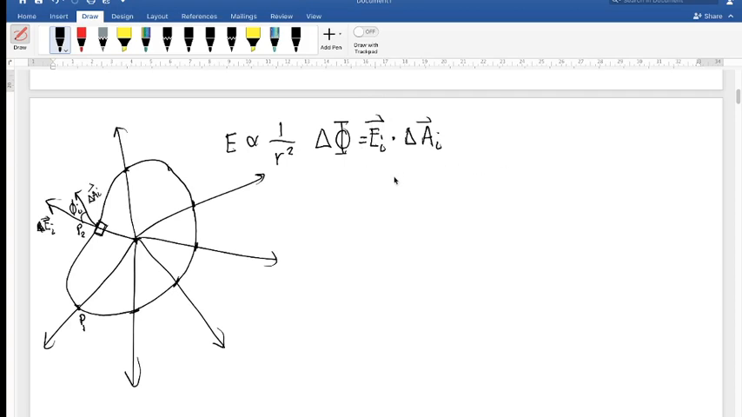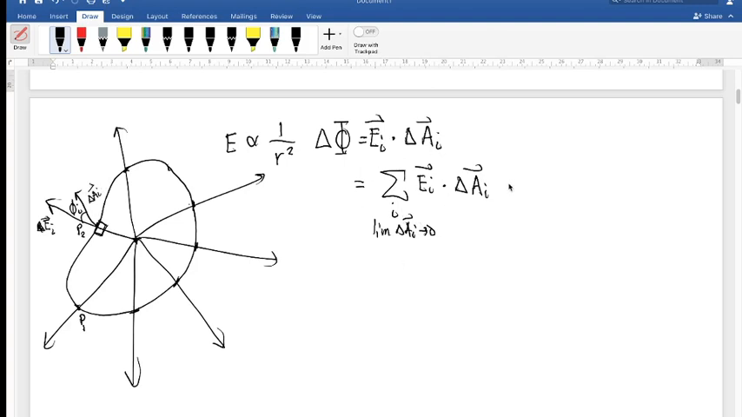Then we have to take the summation of all the contributions of the electric flux. So we add them all here. We have E_i dot delta A_i. Then we take the limit as delta A_i goes to 0, meaning we make the area small enough such that the electric field over that area is approximately uniform. Okay? And the area is approximately definite, right?